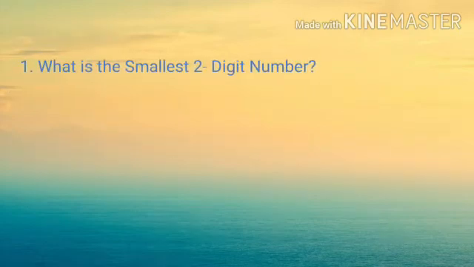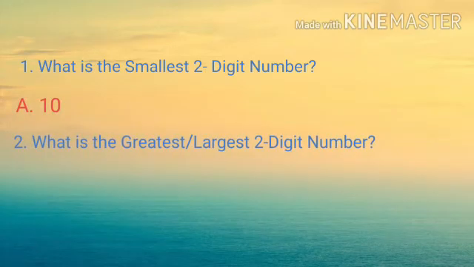Before moving ahead, I would like to put some questions in front of you. First one, what is the smallest two-digit number? And we all know it is 10. And my next question, what is the largest two-digit number? It is 99. I hope you are very clear about this. The smallest two-digit number is 10, and the largest two-digit number is 99.